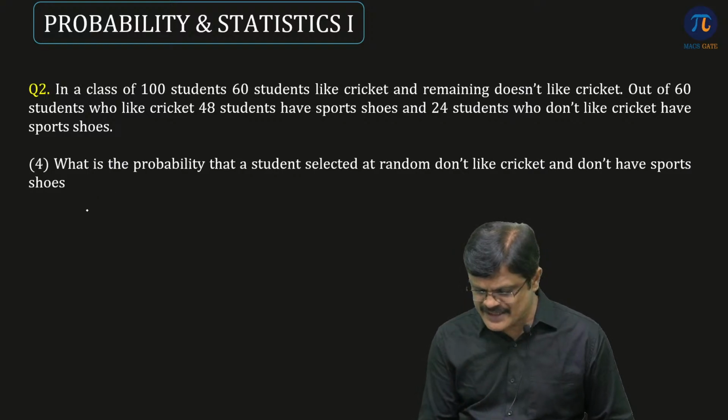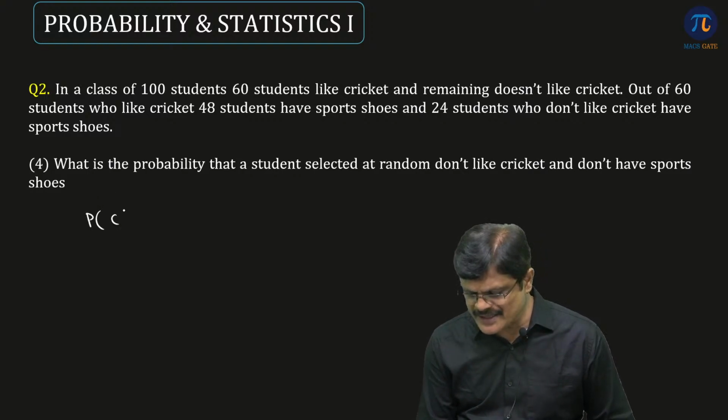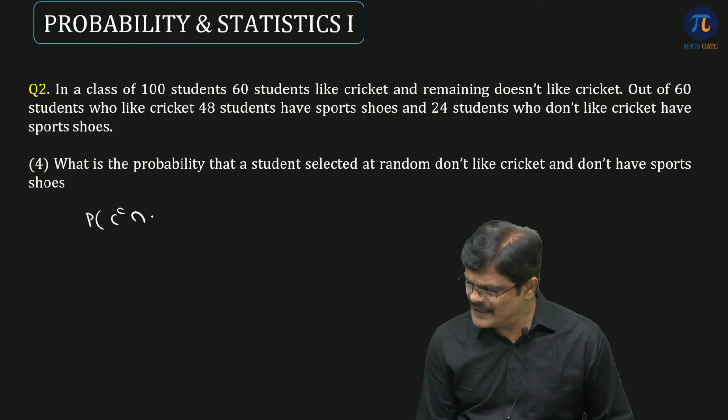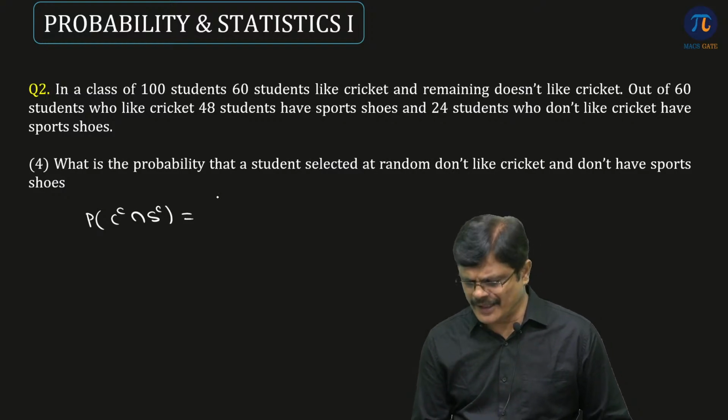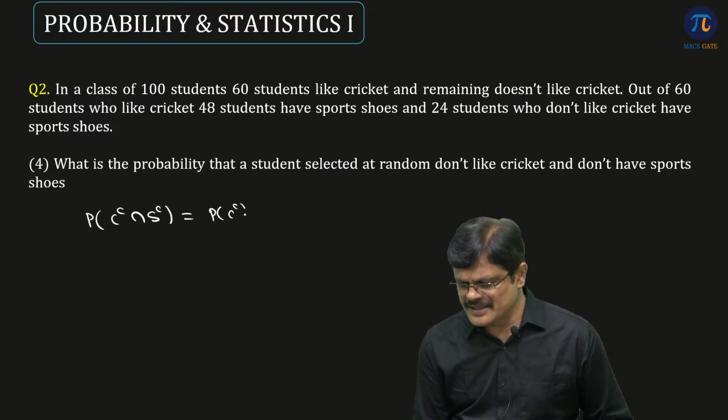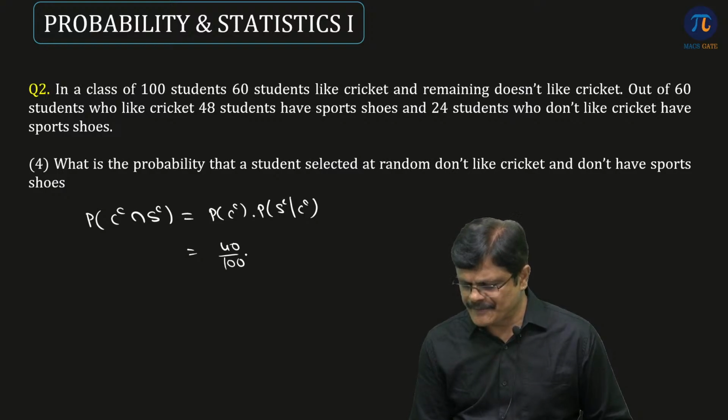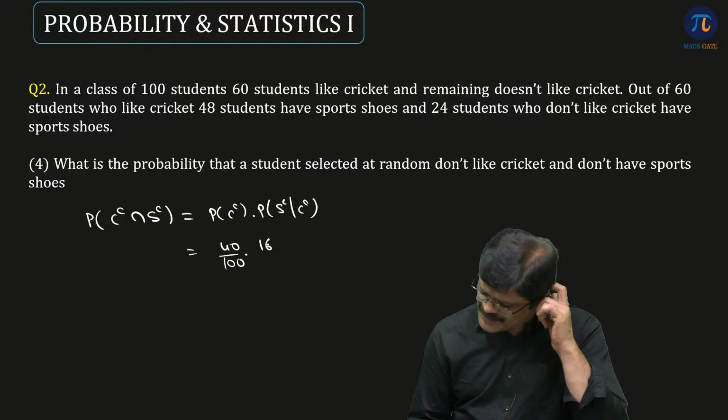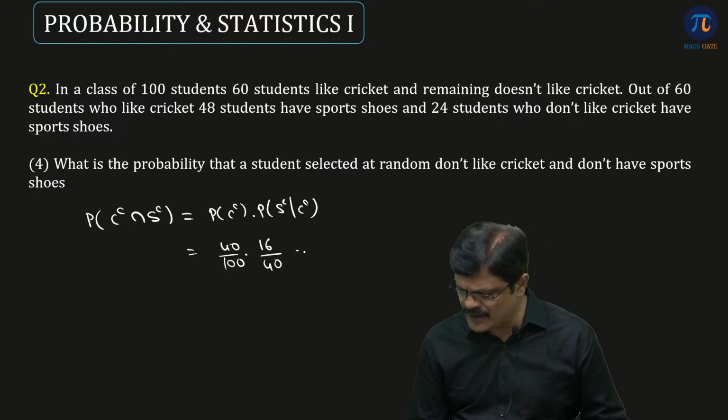And the last one is, what is the probability that a student does not like cricket and does not have sports shoes? So what about this? C complement, probability of S complement given C complement. This is 40 out of 100 and this is 16. 24 gone means 16 remaining, 16 out of 40, which is 0.16.